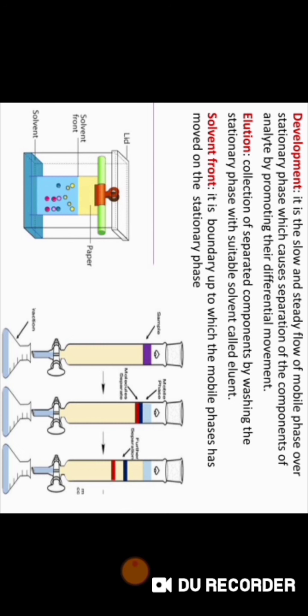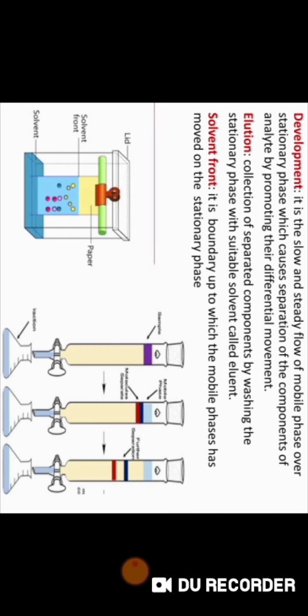Next we have the solvent front. Again we will take help of the diagram at our left side. It is the boundary up to which the mobile phase has moved on the stationary phase. See the figure: there is a blue colored solvent at the bottom, and it travels and stops up to a certain distance. That line, that place where the movement of solvent stops, that border is called the solvent front.